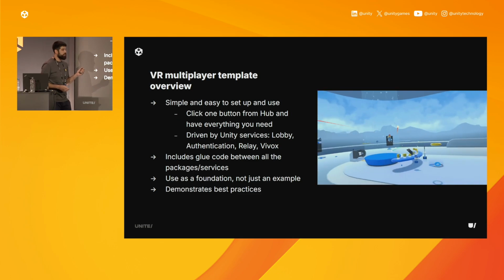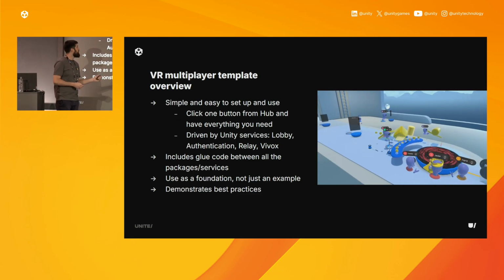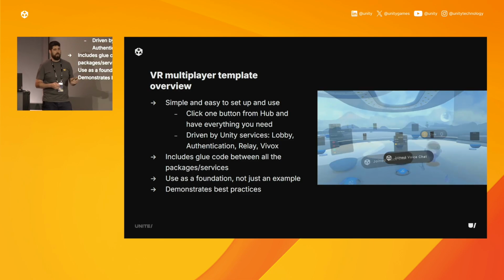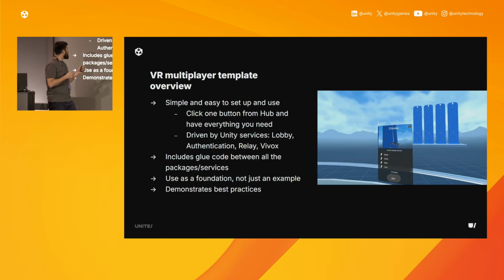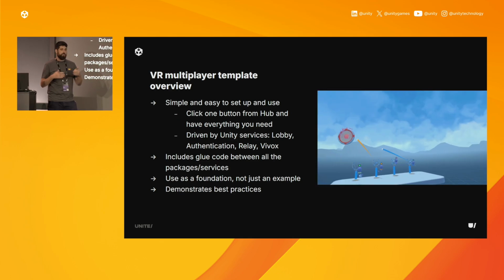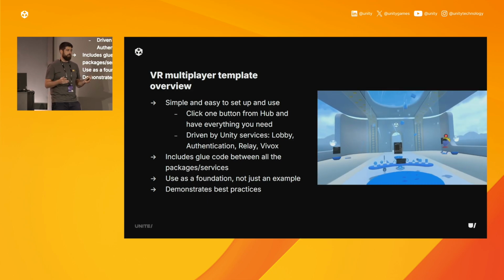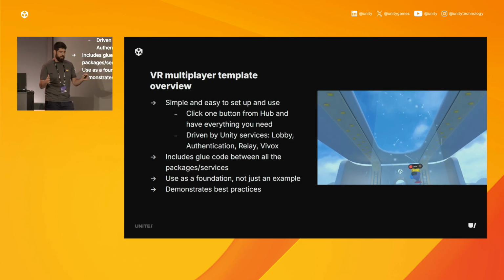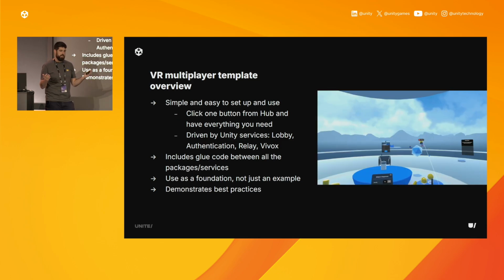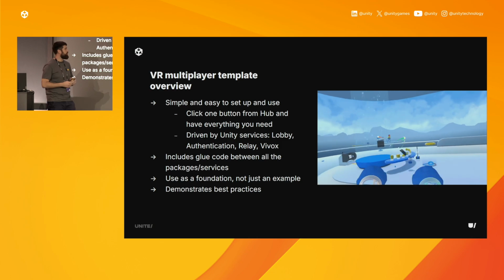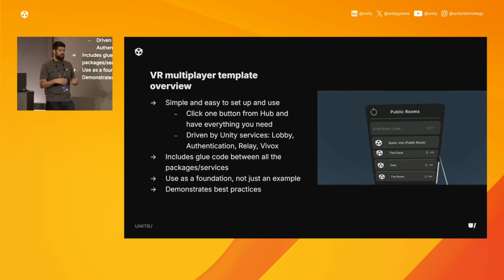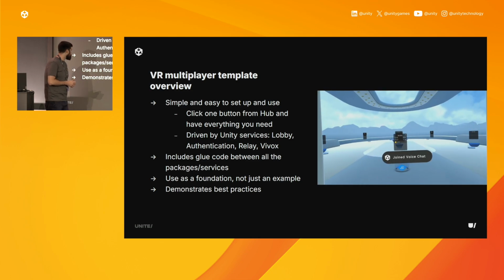First and foremost, we want our templates to be simple and easy to use. You get everything from one click out of the hub. As Andy was showing you, there are a couple options there. You create a new project, and it's all there ready to go. As I mentioned as well, it's using our suite of connected game services, and there are no third-party extensions. Everything comes from Unity, is managed by your identity through Unity login, and we leverage services like Lobby, Authentication, Relay, and Vivox to create this end-to-end experience.